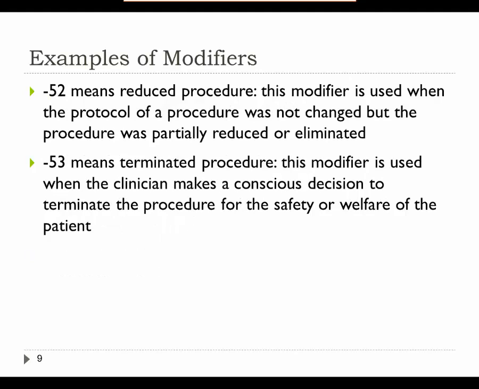Two examples of modifiers are 52 and 53. A 52 modifier indicates that the procedure performed was less than usually required. For example, this modifier would be used if the patient's tolerance for the procedure was low and the procedure was not completed. A 53 modifier means that the procedure was terminated because of a concern about the patient's safety or welfare.